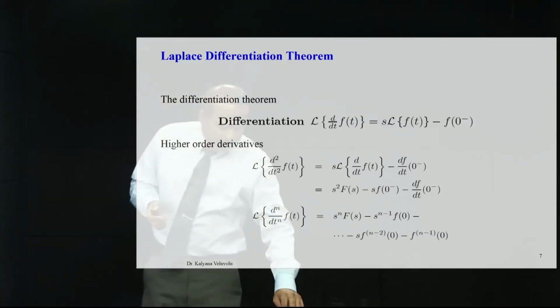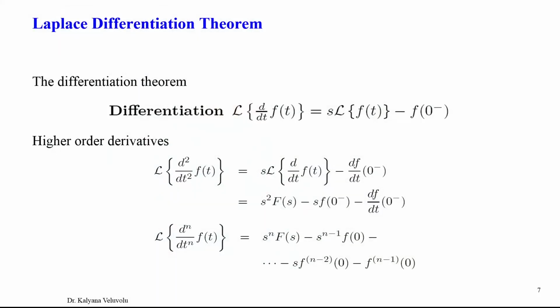Now let's look at the second order differential. d square by dt square, we get s into d by dt of f of t minus df by dt of 0. If you expand again, what we get finally is s square F of s minus s into f of 0 minus f dash of 0. And then if you have an nth order differential, you have s power n F of s minus s power n minus 1 f of 0, and so on. So this is quite easy and intuitive.